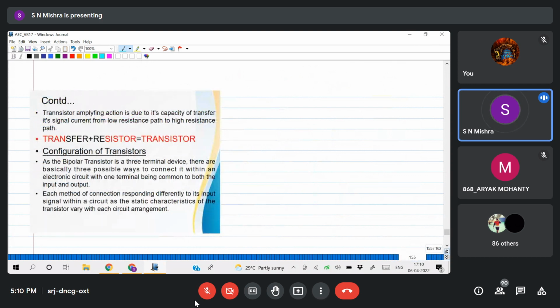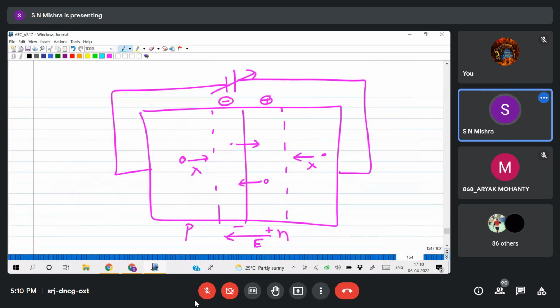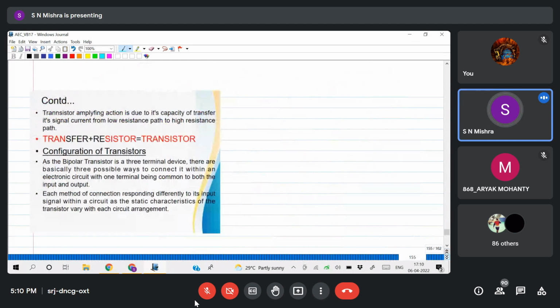In the PPT you will find only the diagram, the explanation is not there, so you have to explain in your own language. What is IE due to hole, what is IE due to electron, what is ICP, what is ICO, ICO due to hole, ICO due to electron, IB1, IB2, IB3, everything you have to explain in your own language. So you need to understand it.